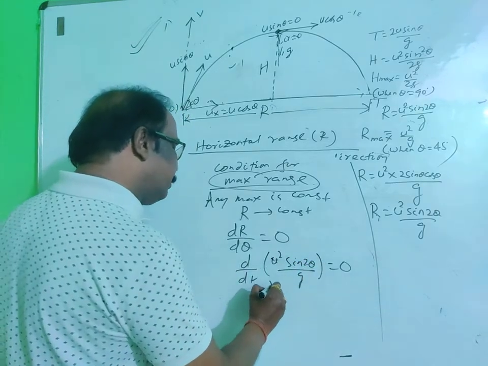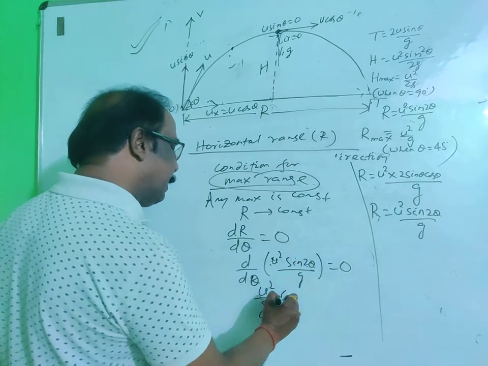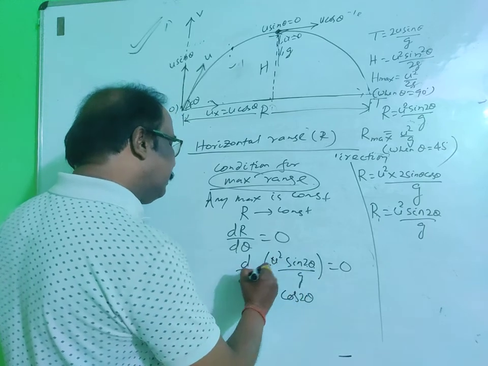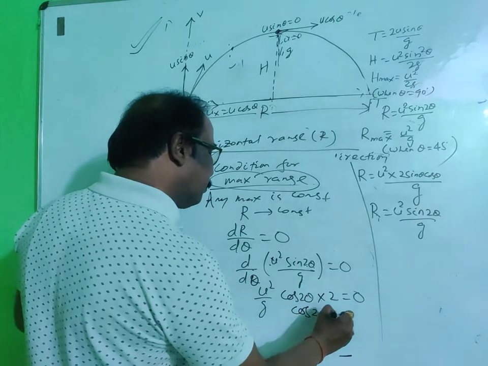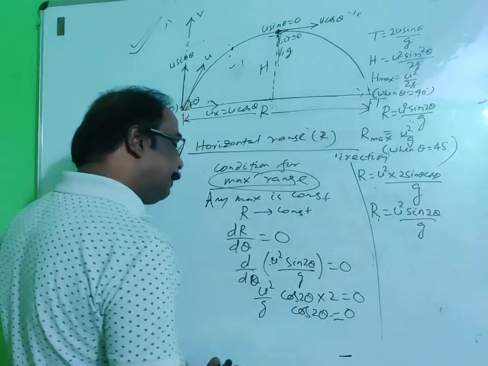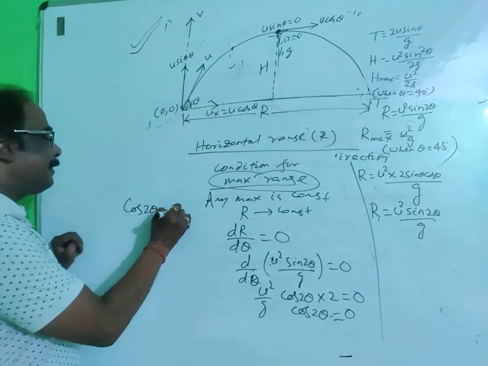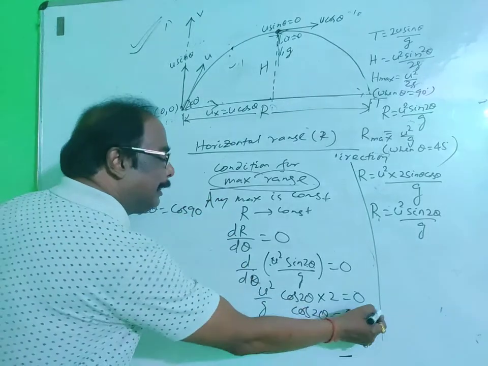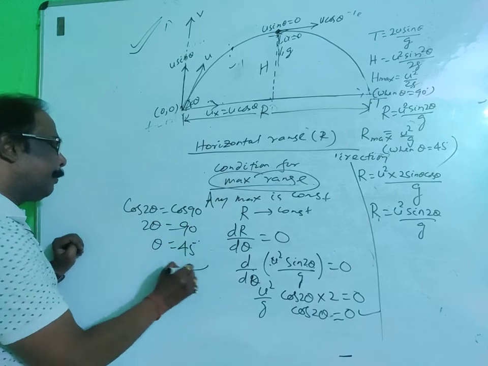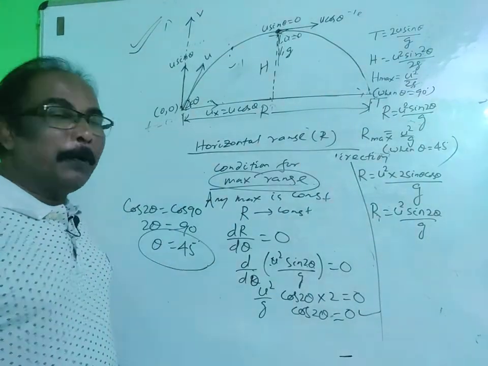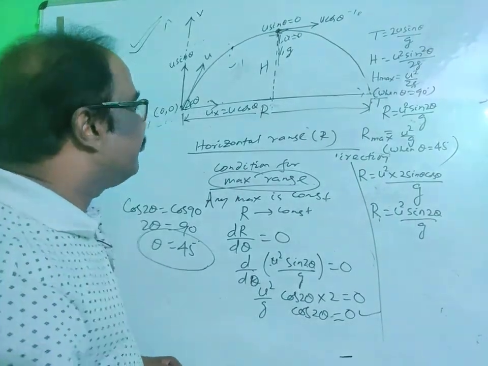Then u square by g, constant factors, bring outside. d by d theta of sin 2 theta is cos 2 theta, and d by d theta of 2 theta is 2, equal to 0, means cos 2 theta is equal to 0. So cos 2 theta is 0, means cos 2 theta must be equal to cos 90, because cos 90 is 0. So 2 theta is 90, means theta is 45. In either way you can prove it. Okay, for board level discussion, in either way you can prove it. For maximum range, angle required is 45 degree.